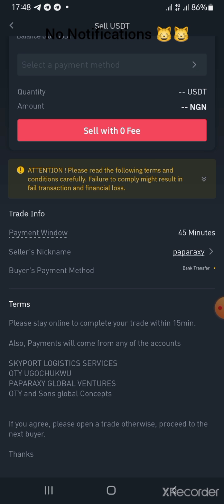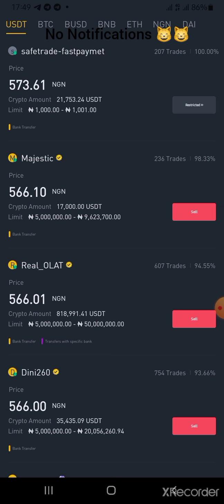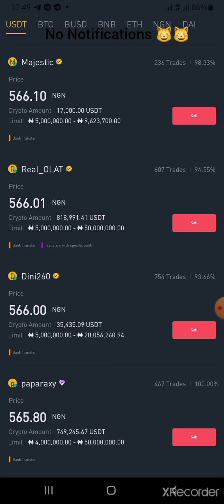And then look at the payment window for this transaction. The person is saying that from the time you initiate this transaction to the time of delivery, you should expect like a 45 minutes window. If it's cool with you, you can go ahead and sell, but if it is not, you could go back and look for somebody else. Now, in terms of this person buying from you, the person says, please stay online to complete your trade within 15 minutes. Also, payment will come from any of these accounts. So the accounts that this person could pay from are listed here. These are other things that you could look out for. But 45 minutes is a long time. We don't want to wait for 45 minutes.